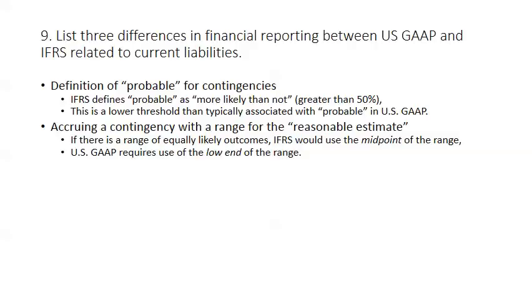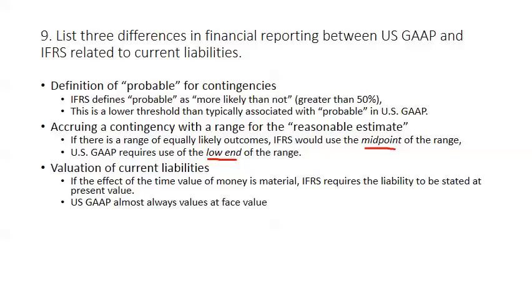Okay, what do you do when you have that range? You are still going to accrue it because it's probable and you have a reasonable estimate, but which dollar amount are you going to accrue? Under IFRS, if the range is that all the numbers are equally likely, you would use the midpoint of the range. In my example, $1 million to $1.5 million, the midpoint would be $1.25 million. But under US GAAP they use the low end of the range, which would be $1 million. So it's the midpoint versus the low end in the two systems.